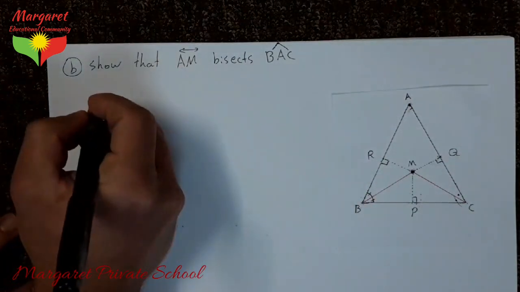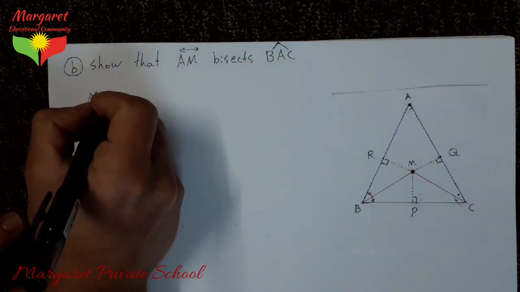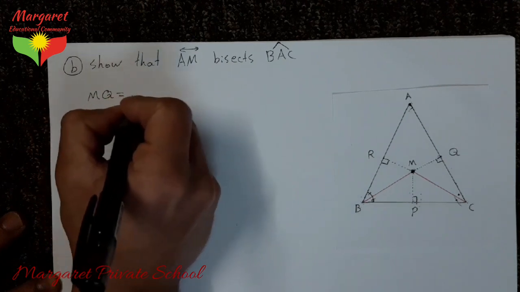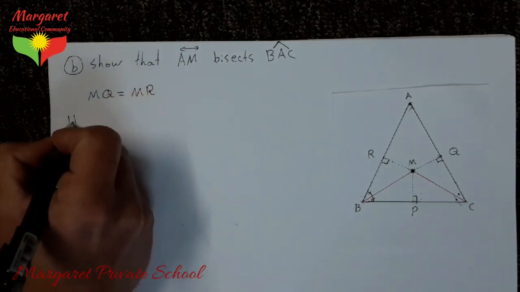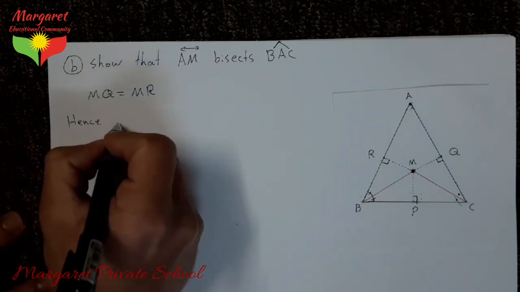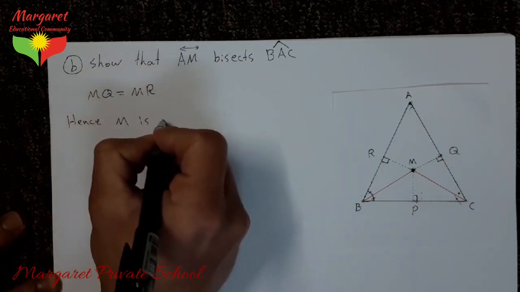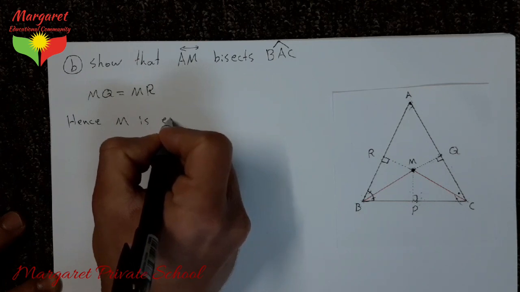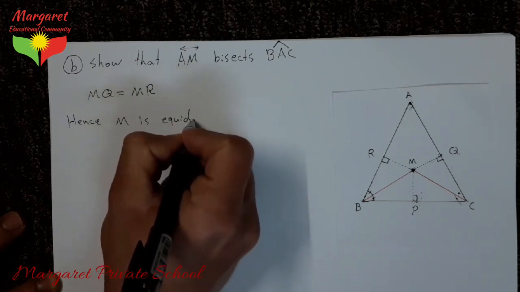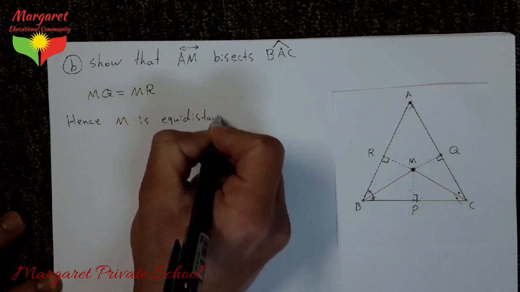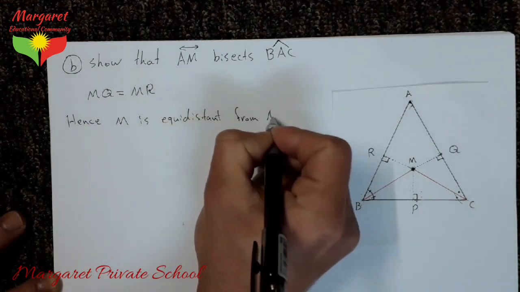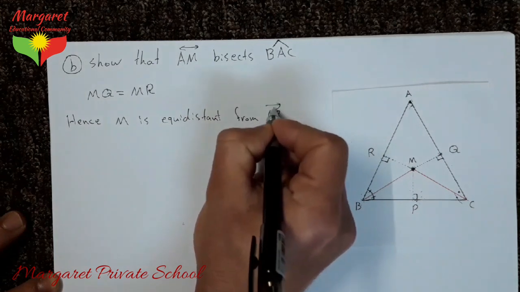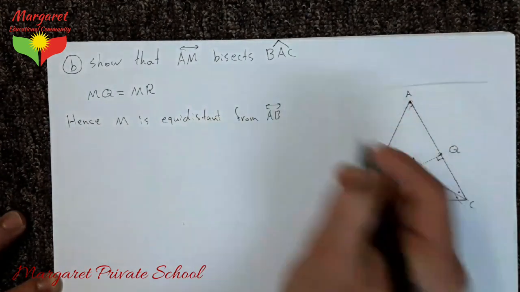From part A, we proved that MQ equals MR. Hence, M is equidistant from AB and AC.